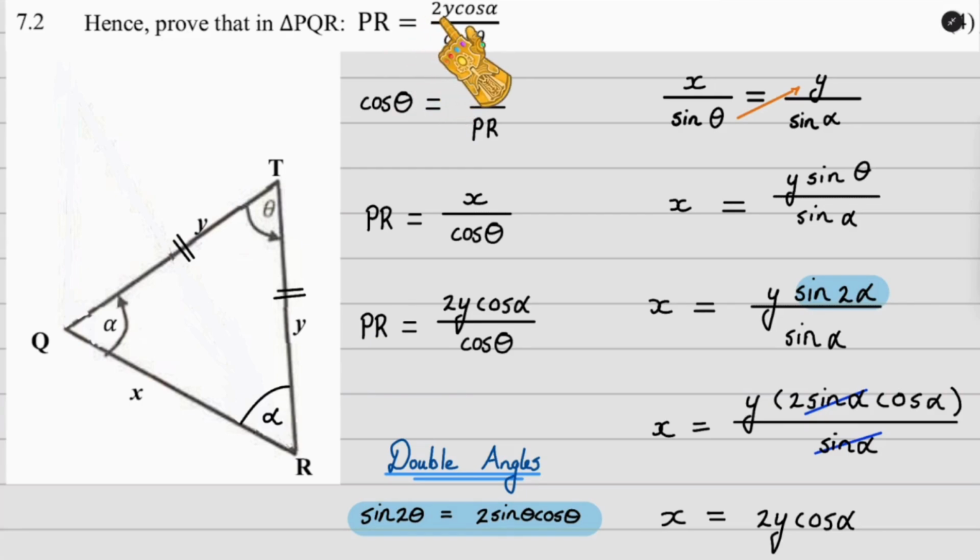PR equals 2y cos alpha over cos theta. Sure, quite a nasty little one.